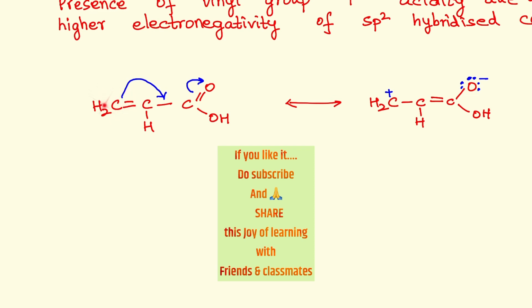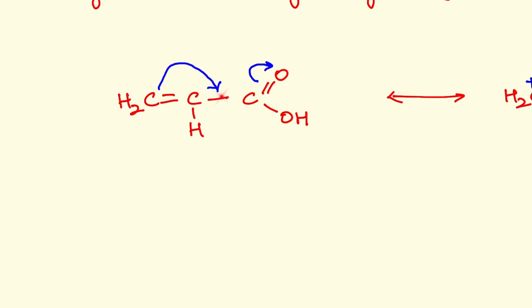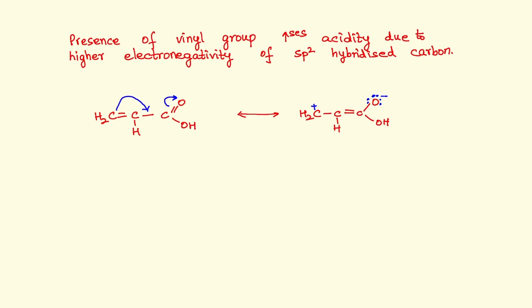Moreover, our carbon here is sp2 hybridized, with the result that, of course, it is sharing its electrons with the bond, and at the same time it is able to hold on to the electrons, which are closer to the nucleus because of the sp2 hybridization. So, we say the presence of a vinyl group actually increases the acidity due to the higher electronegativity of sp2 hybridized carbon. So, this is our resonance structure formed when the pi electron cloud undergoes conjugation with the C-C single bond.